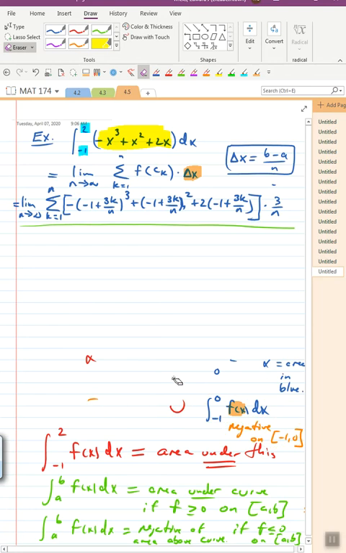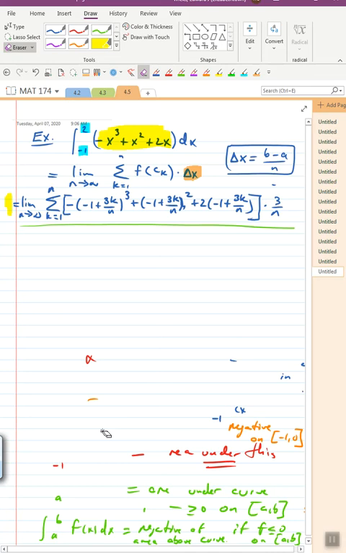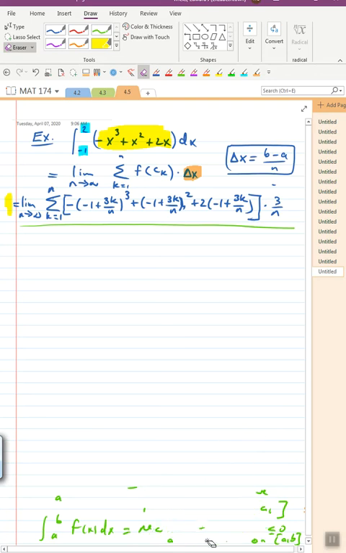Now, is everybody okay with that last line at the top here? This one here. Any questions there before we keep going? I guess the biggest thing is, is everybody okay with how we're getting that -1 plus 3k over n part? That's the thing we came up with at the very end yesterday.